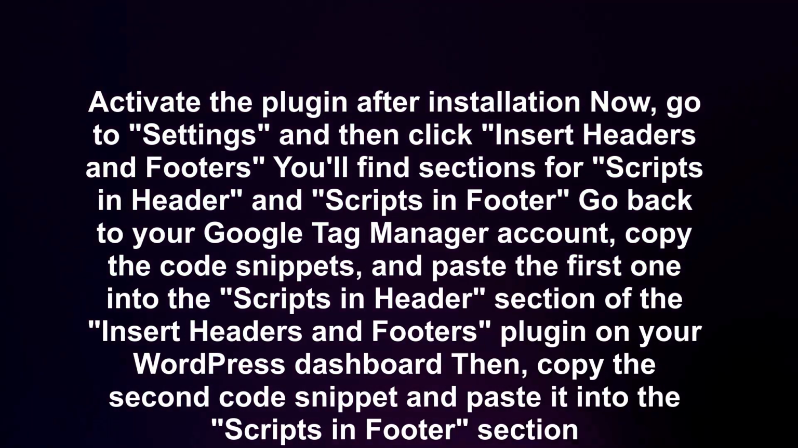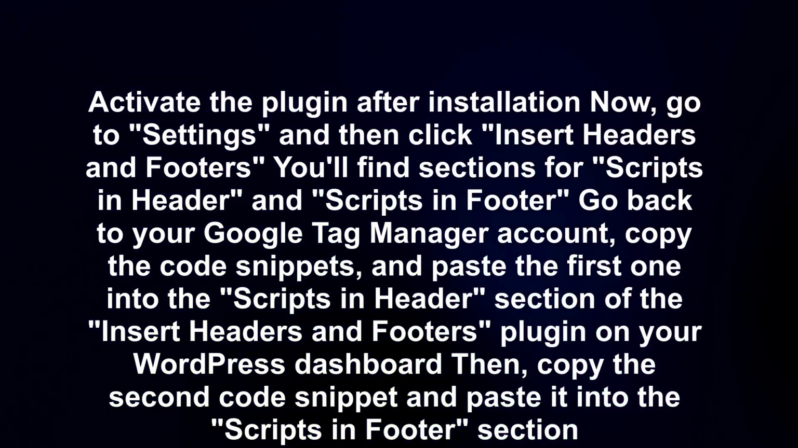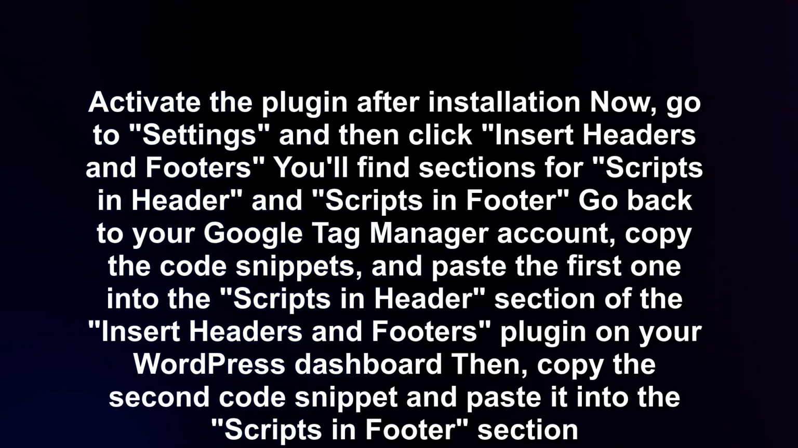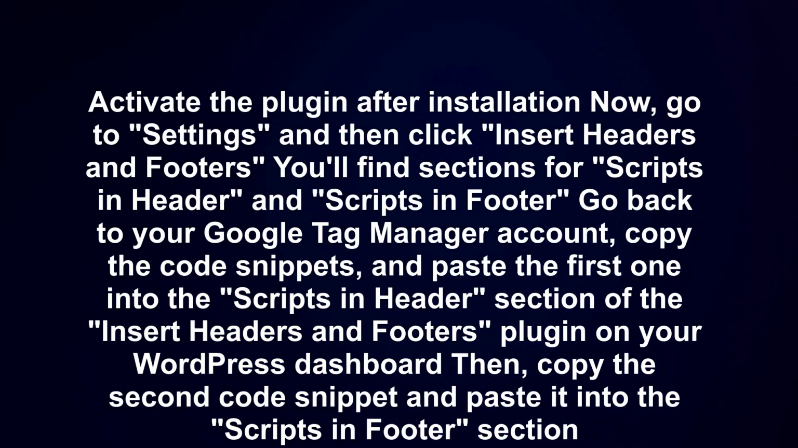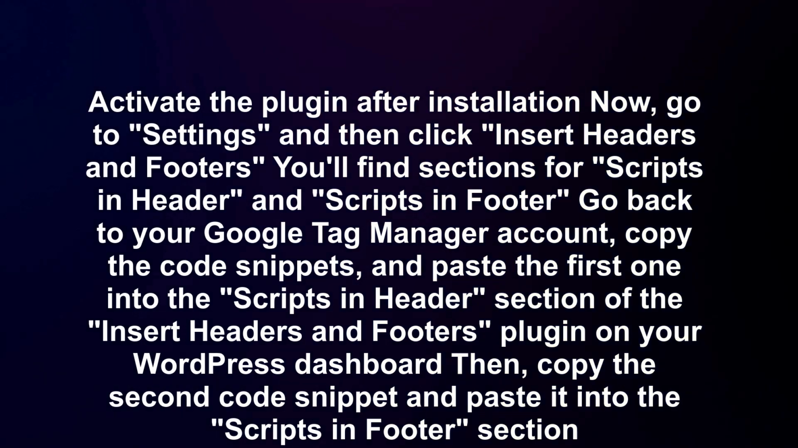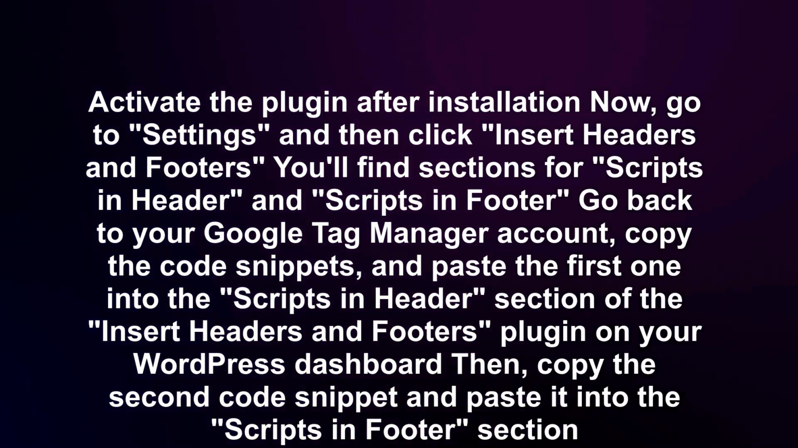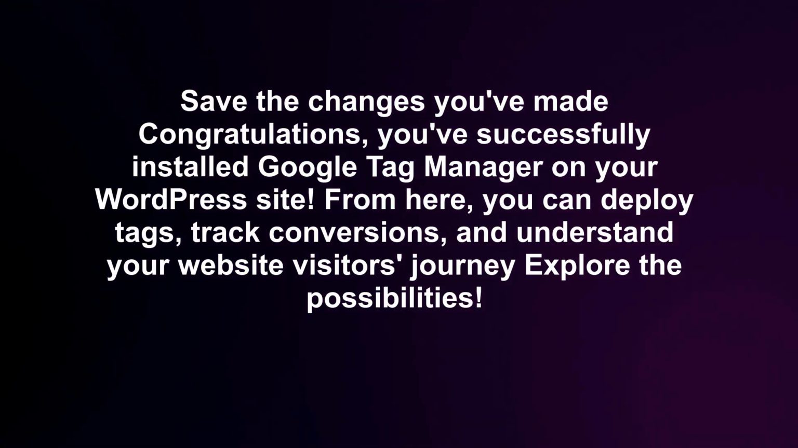Go back to your Google Tag Manager account. Copy the code snippets and paste the first one into the scripts in header section of the Insert Headers and Footers plugin on your WordPress dashboard. Then, copy the second code snippet and paste it into the scripts in footer section. Save the changes you've made.